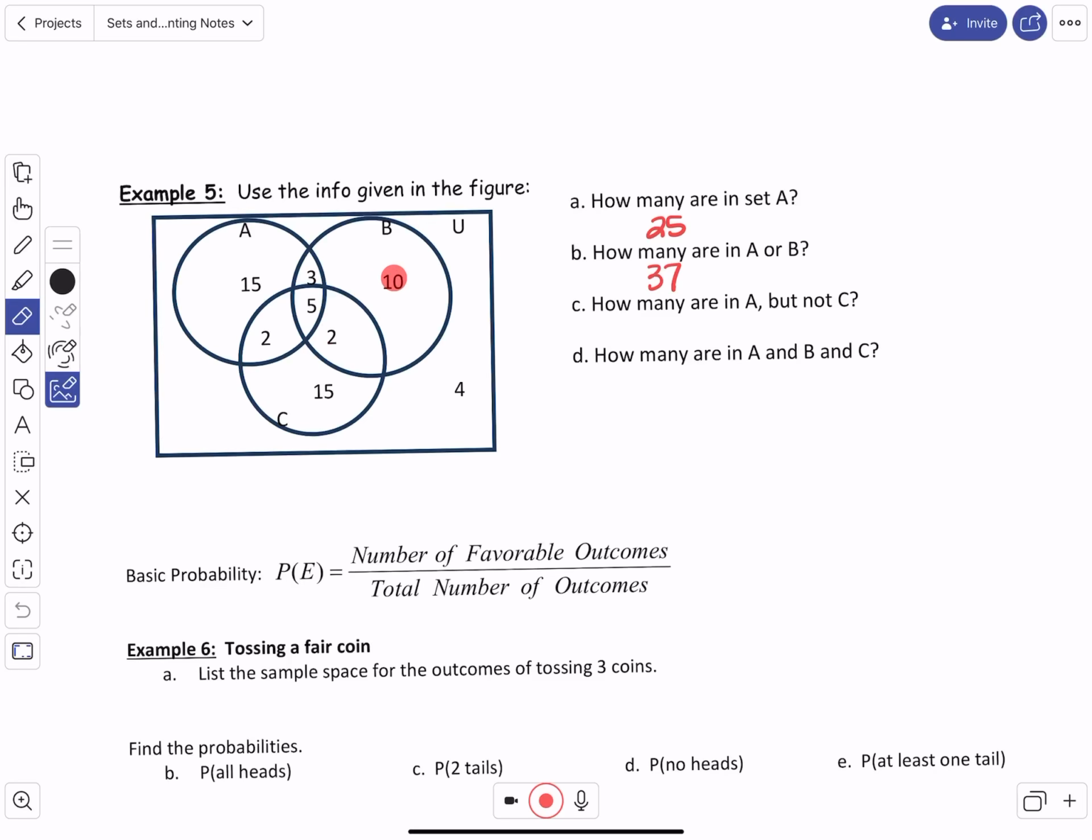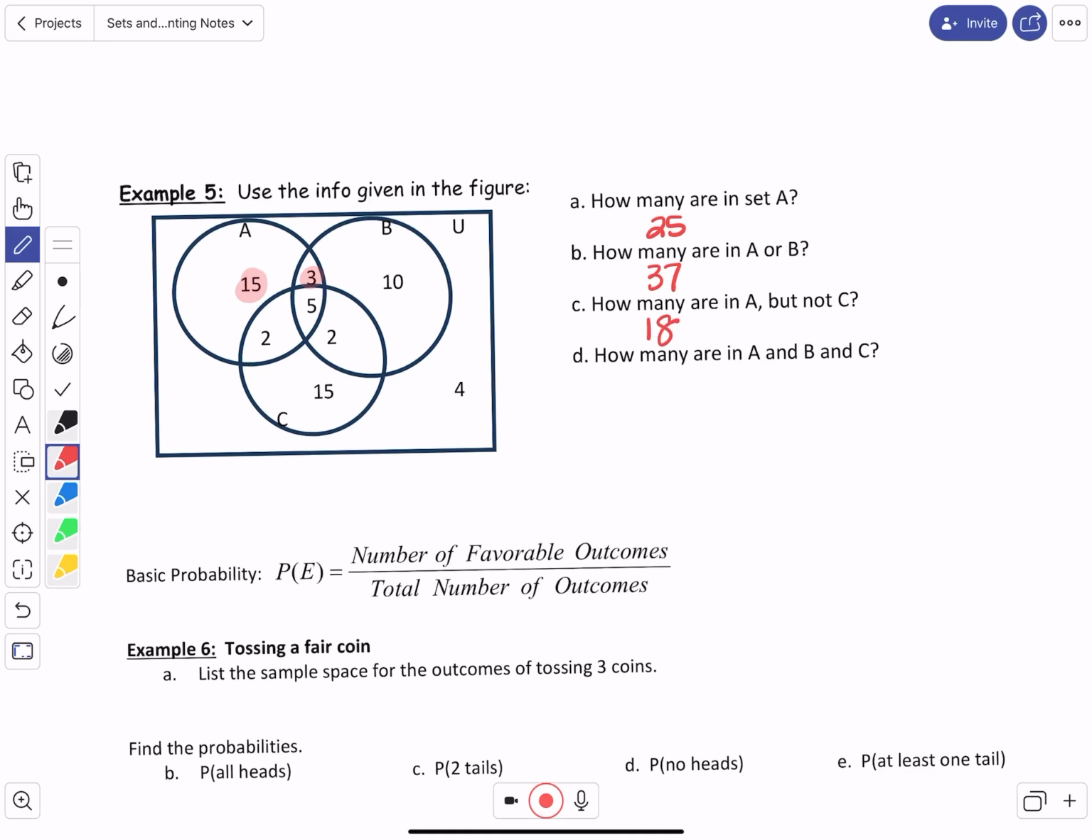All right, how many are in A but not C? Okay, so if you want to know how many are in A but not C, we're going to add up 15 and 3 because we don't want to count the ones that fall in circle C. So that would be 18.